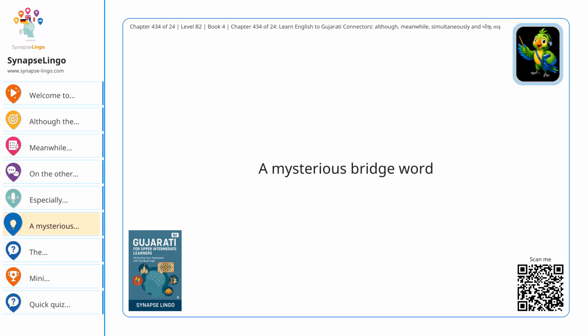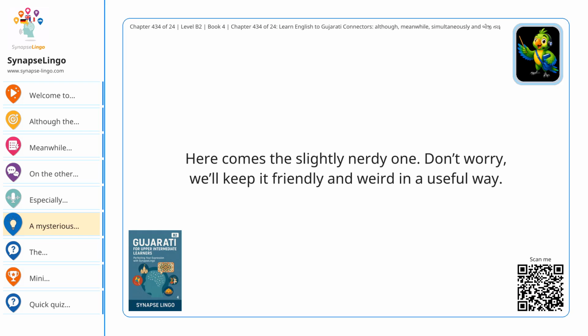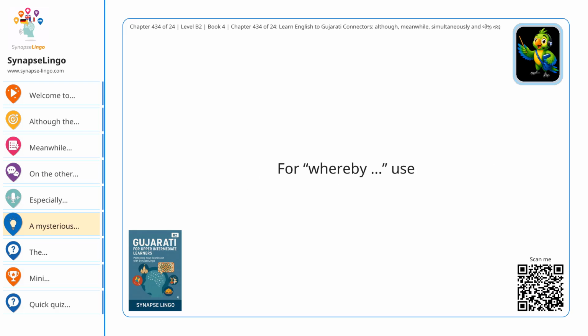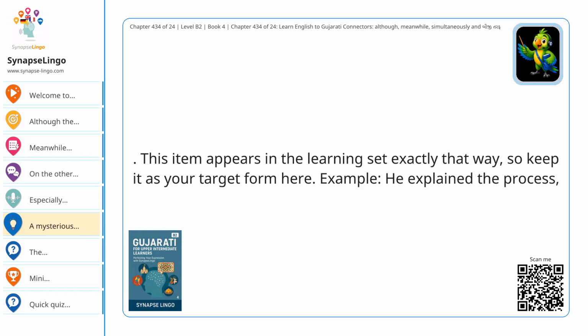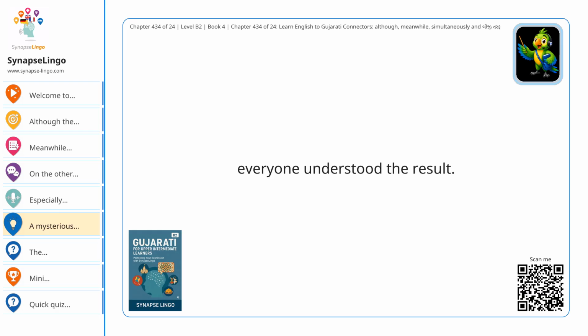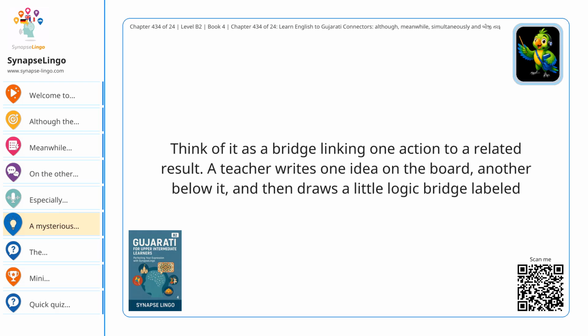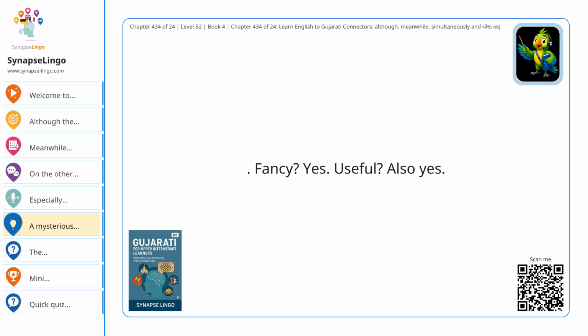A mysterious bridge word. Here comes the slightly nerdy one. Don't worry, we'll keep it friendly and weird in a useful way. For whereby, use this one. This item appears in the learning set exactly that way, so keep it as your target form here. Example: he explained the process, whereby everyone understood the result. Think of it as a bridge linking one action to a related result. A teacher writes one idea on the board, another below it, and then draws a little logic bridge labeled with this word. Fancy? Yes. Useful? Also yes.